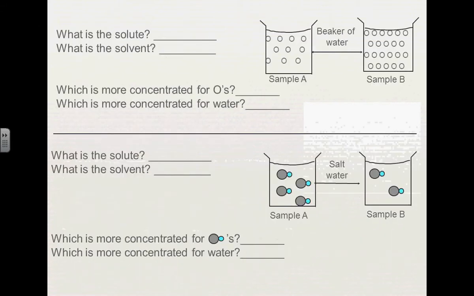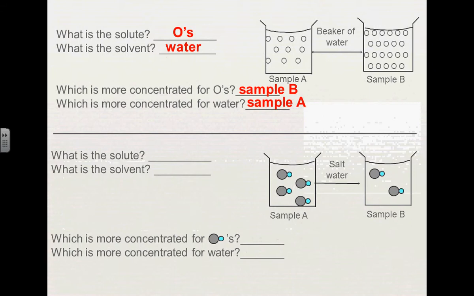All right, let's look at some examples. If we think about some water with these O's symbolizing some molecule. In this case, the solute are the O's and the solvent is water. So if we have sample A and sample B, which has a higher concentration of O's? Maggie? Yeah, sample B does. How about which has a higher concentration of water? Rachel? Yeah, sample A. Again, you can think about it as percentages. This is maybe 50% O's, 50% water. This is maybe 25% O's, 75% water.